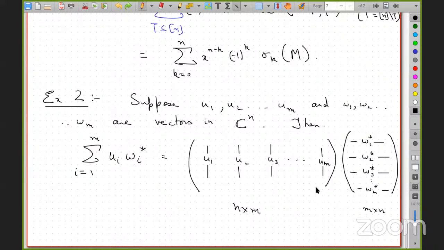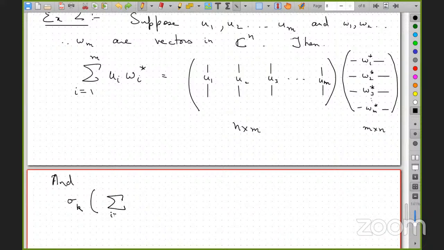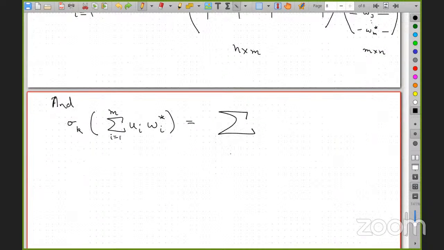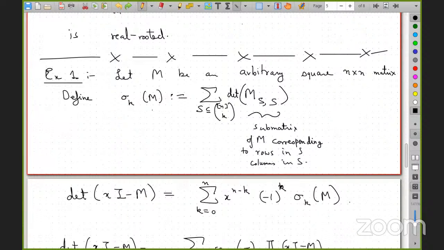Okay, so now let's do one more thing. Our interest is in all these minors, right? So what we want to understand is that sigma k of the sum over i going from 1 to m of ui wi star is exactly the sum over all subsets. What was sigma k again, Piyush? Remember, sigma k is the sum of all minors. So sigma k of M is you go over all subsets S of size k, look at the rows and columns from S, take the determinant, and then sum it. Correct.